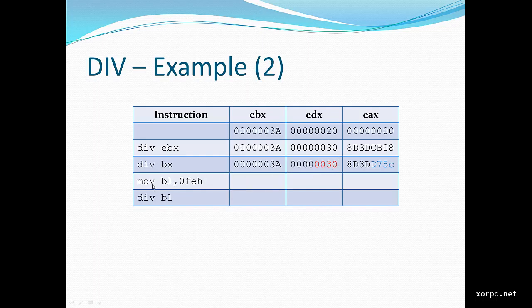Now this is followed by a simple move instruction that is just going to copy this value inside BL, and we get FE inside BL. Now we are going to divide AX, which is this value, D756. This is going to be divided by BL. BL is FE. And we get that the quotient is D9, and the remainder is 0e. Both of these are stored inside AX. 0e is stored inside AH, and D9 is stored inside AL.